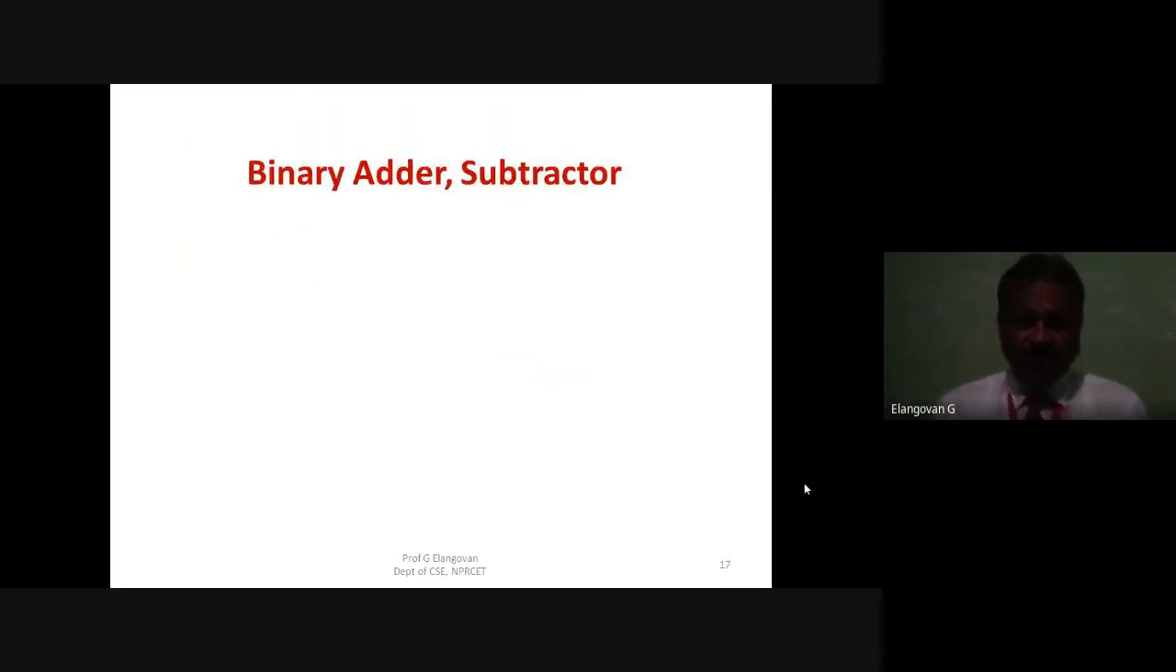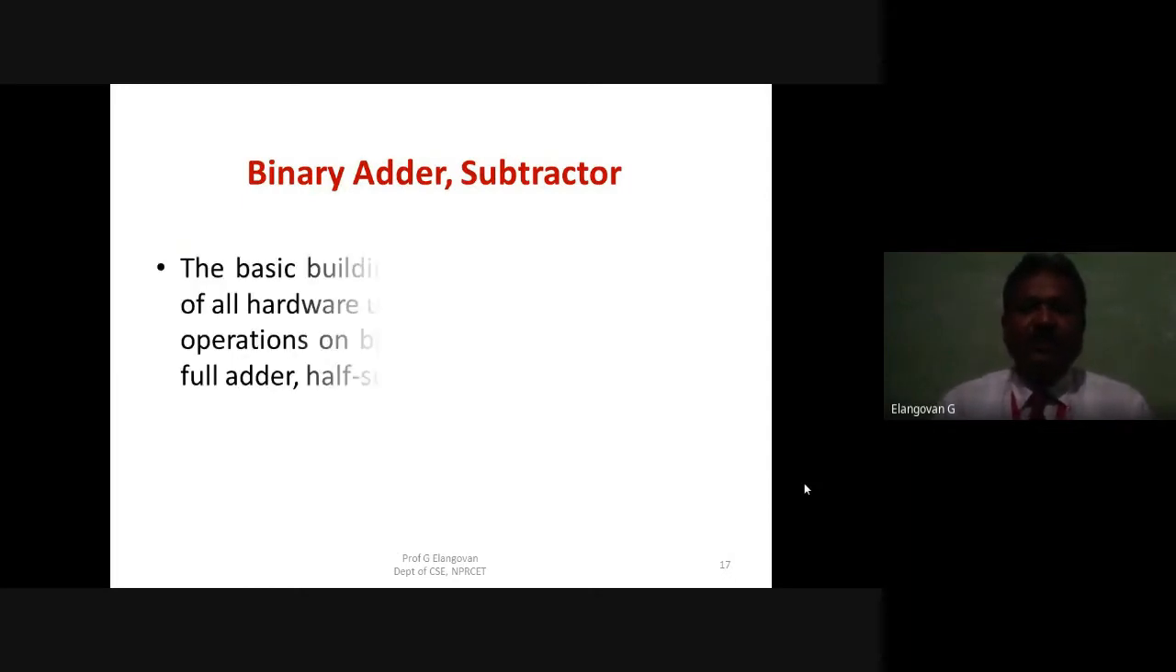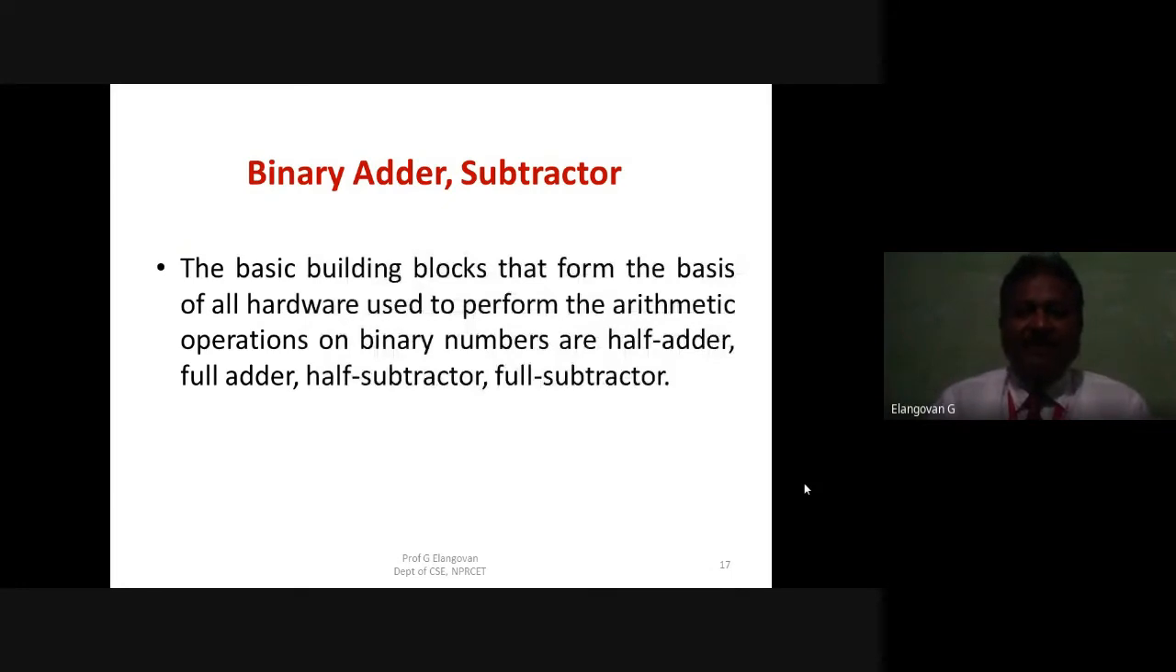So in general, what is a binary adder and subtractor? This binary adder and subtractor is capable of performing addition in the binary adder, and subtraction in the binary subtractor. There is a difference between logical addition and binary addition. 1 plus 1 is 1 in logical addition, but in binary addition, 1 plus 1 is equal to 10. So we need such logical circuits. That kind of logical circuit we need to design.